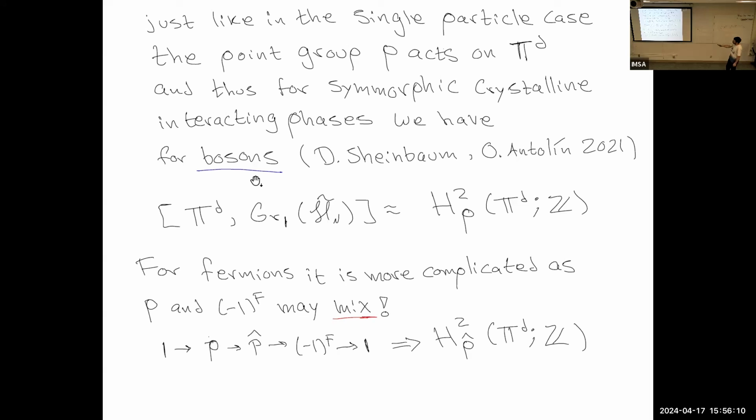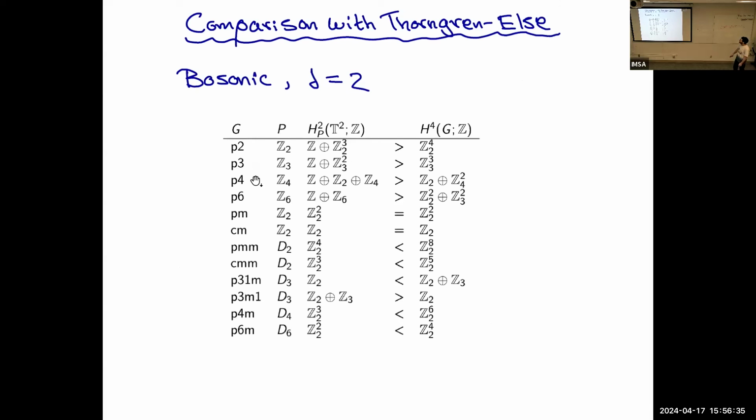So what you get will be just the second cohomology group of your Brillouin zone, okay? And for fermions, this can be much more complicated, because it turns out that rotations and reflections can interact non-trivially with fermion parity. And so you have to do an extension of your point group, and what you get is just that. Okay, and so here we compare with the work of Thorngren and Else.